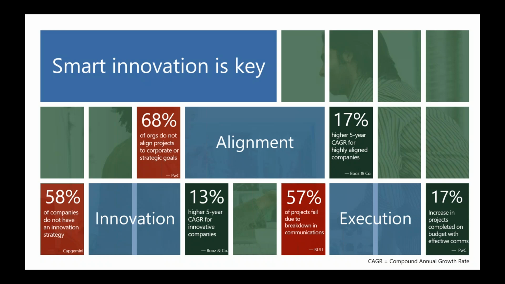And following approval, we move on to execution. And this is where a large number of projects fail in one way or another due to poor communication. While organizations that have effective ways in which to increase communication and collaboration see a 17% increase in projects being completed on budget.